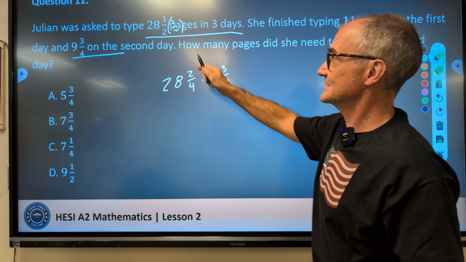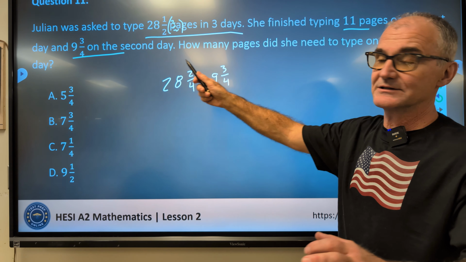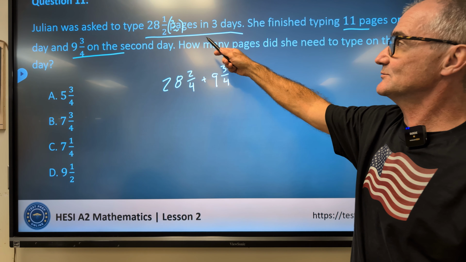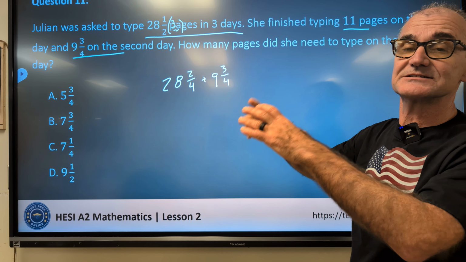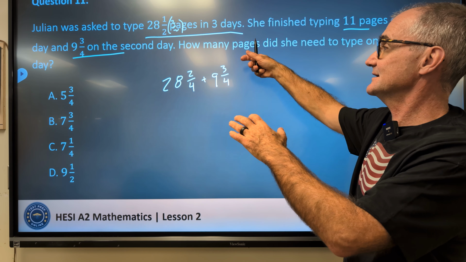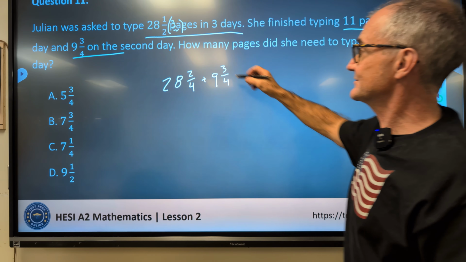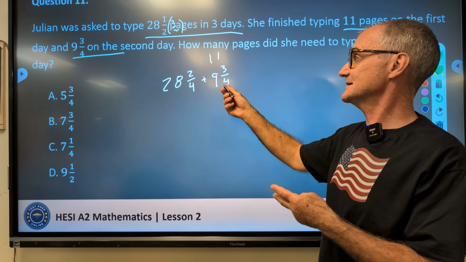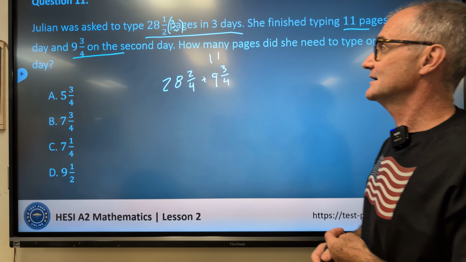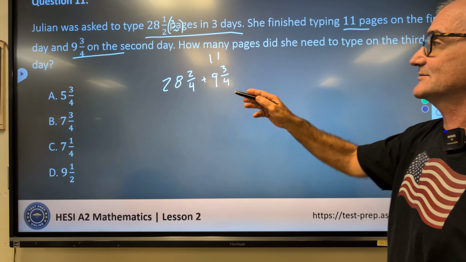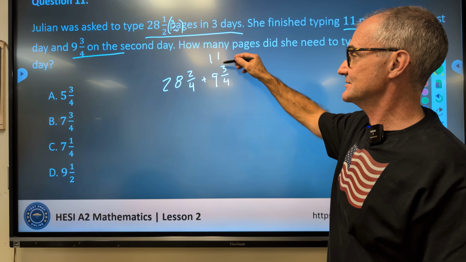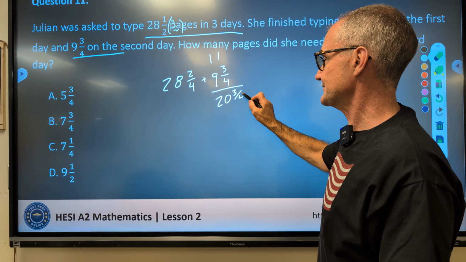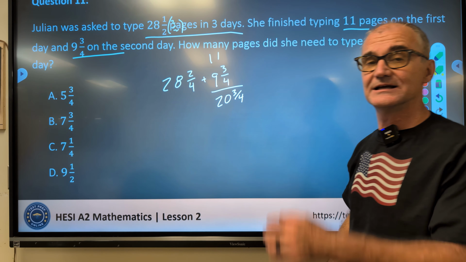Let me keep all this here. So I'm going to keep those common fractions. Let me reread this problem. And I'm looking over here, looking at those answers. Julian was asked to type 28.5 pages. That's her total amount in 3 days. She finished typing 11 pages on day 1, 9 3/4 pages on day 2. How many pages did she need to type on the third day? So I'm going to add the 11 on the first, the 9 3/4 on the second to get 20 3/4 out of a total of 28 2/4.